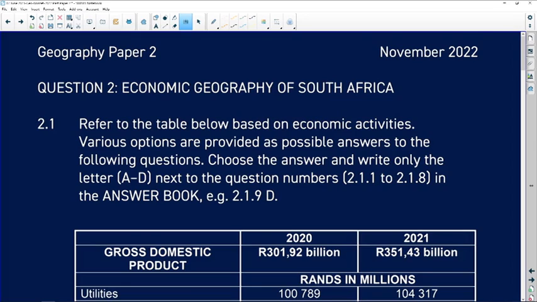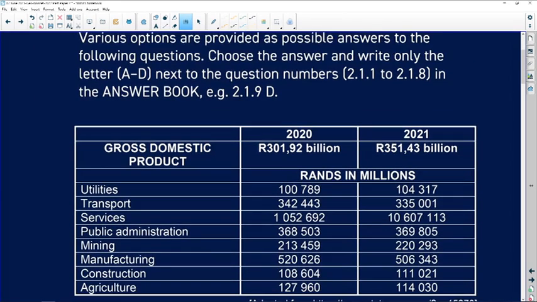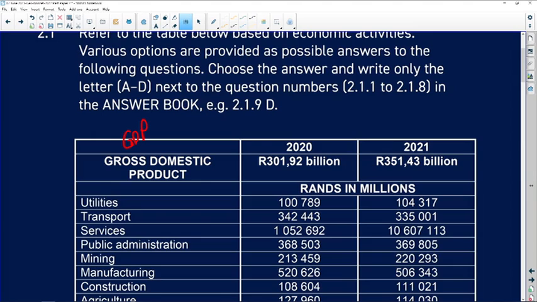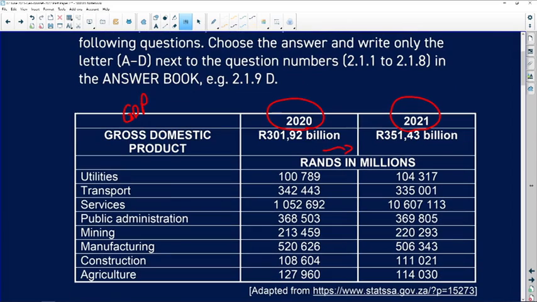If we look at question 2.1, refer to the table below based on economic activities. So if we look at the table, we have a look at the GDP over here, gross domestic product, and it gives us totals of the GDP that was produced in 2020 and 2021. Very importantly, we can see there was an increase in the GDP, so that's excellent for the economy of South Africa. And if we look at it, just the rands and millions, I just want to focus on the biggest contributors to the GDP.